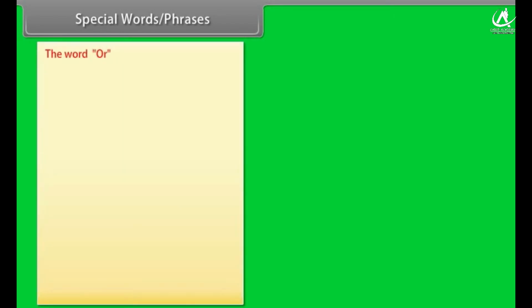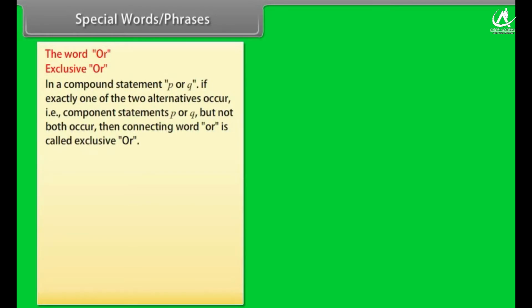The word or. Exclusive or. In a compound statement, P or Q, if exactly one of the two alternatives occur, that is component statements P or Q, but not both occur, then the connecting word or is called exclusive or.